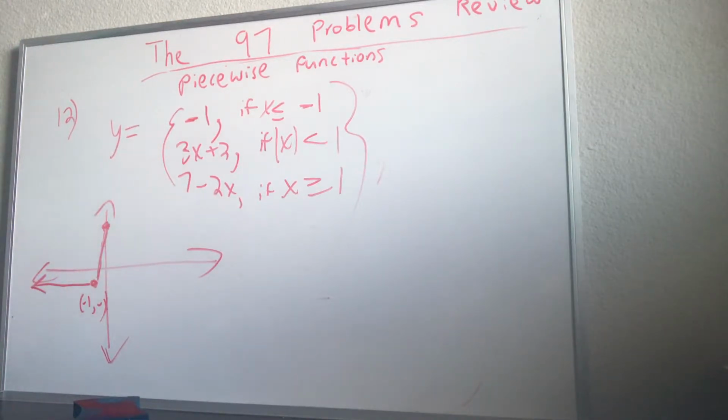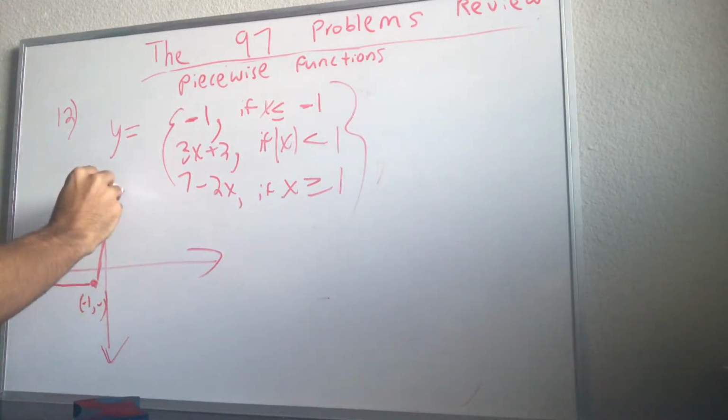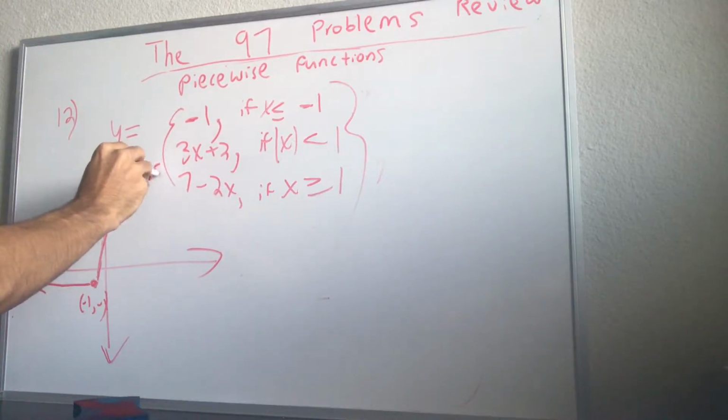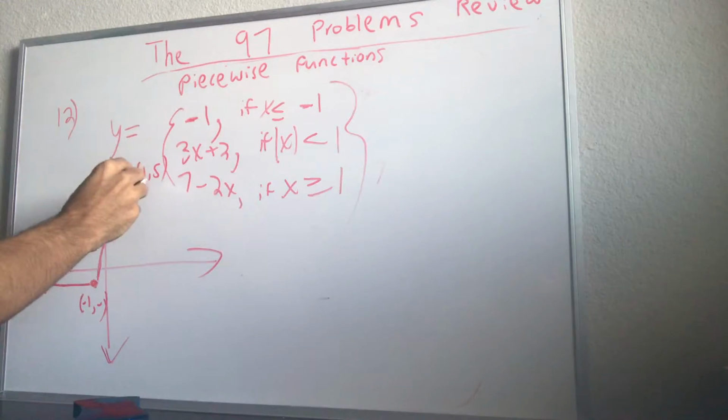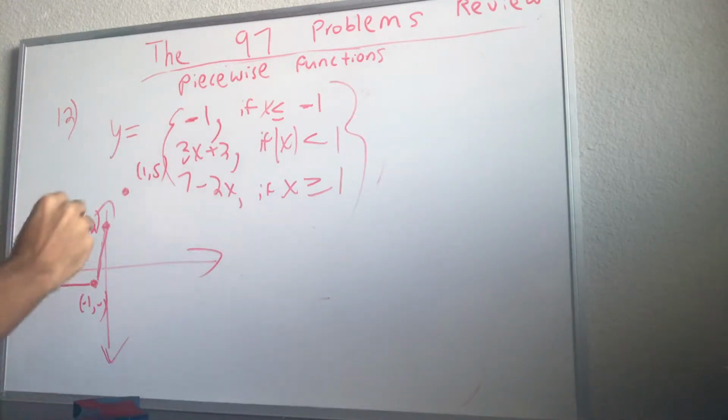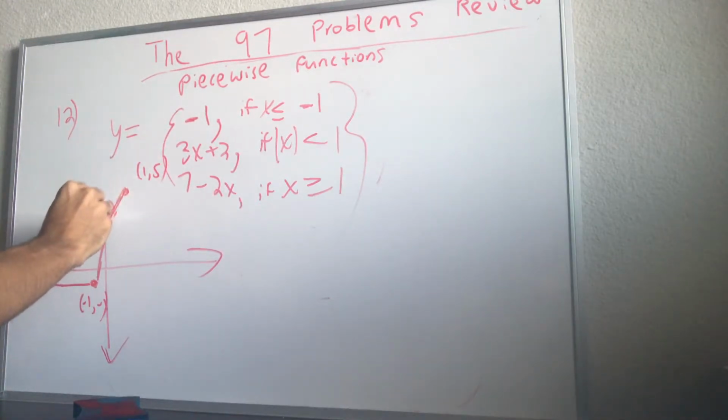Now let's look at x greater than or equal to 1. When we put in 1, we see that 7 minus 2 is 5. So we know that (1, 5) is also a point somewhere here. So this is (0, 2), and this point over here is (1, 5). We graph this here as well, and this would just continue.